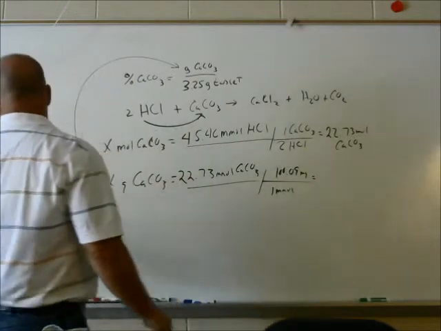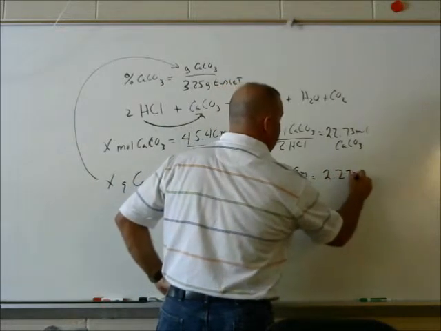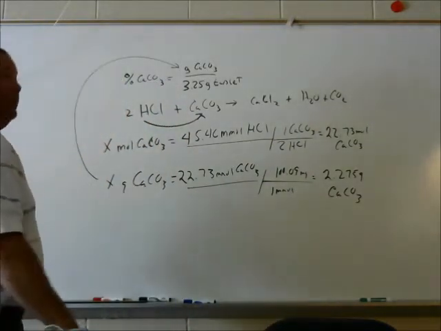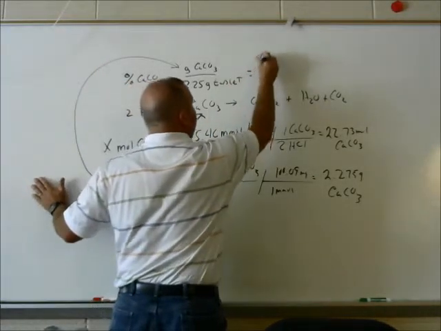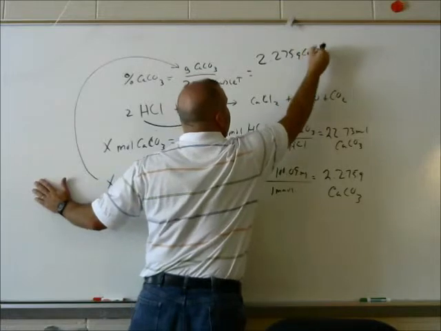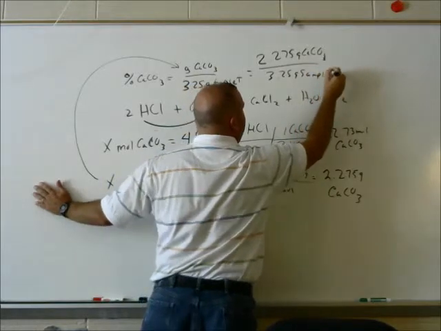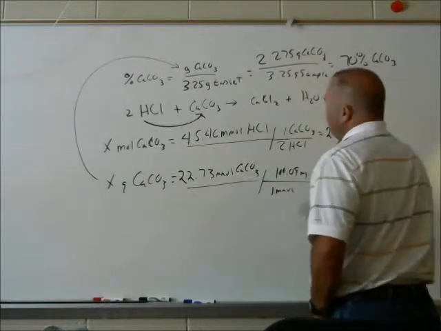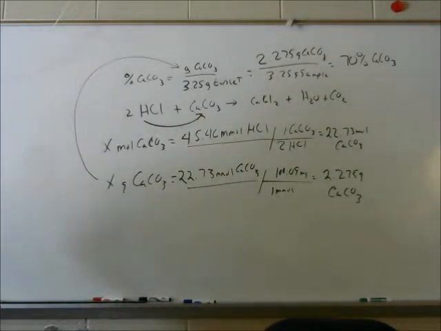And I end up with 2.275 grams of calcium carbonate, or 2,275 milligrams. So if I substitute that 2.275 grams calcium carbonate over my original 3.25 gram sample, then I end up with 70% calcium carbonate as my original analysis or assay, if you want to say it that way, of my tablet.